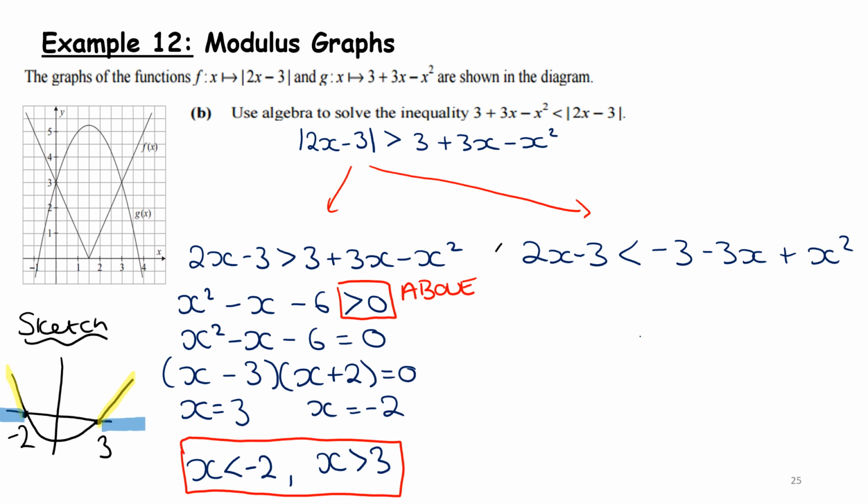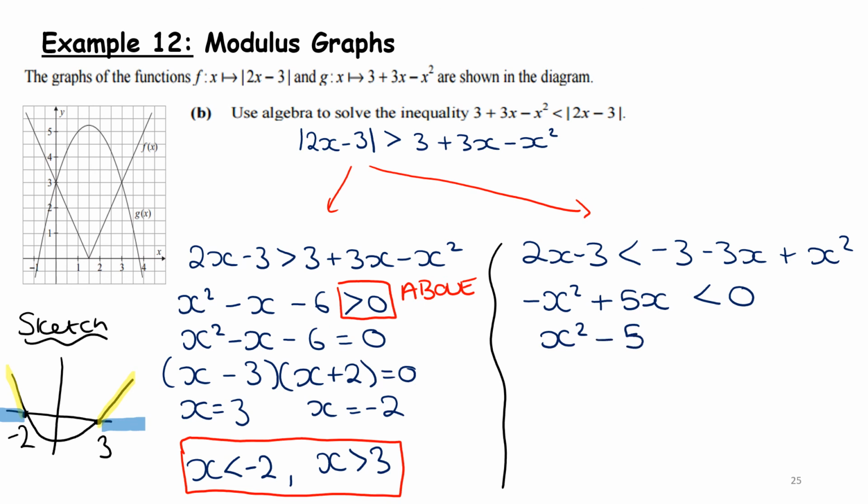Now let's go to the second inequality we had. So again, I'm going to bring everything over to the left. You can work this slightly differently, but just be really careful with your signs, so positive and negative, but also your inequality signs. So I bring over minus x squared. I bring over minus 3x and I get plus 5x. I bring over minus 3 becomes plus 3, so it's 0. So we end up with this. I'm going to make it positive, so I'm going to change my signs.